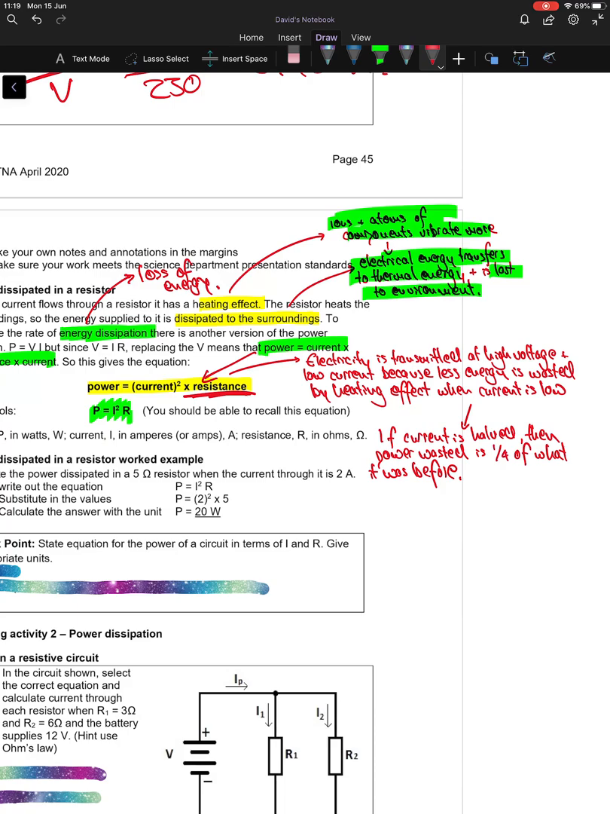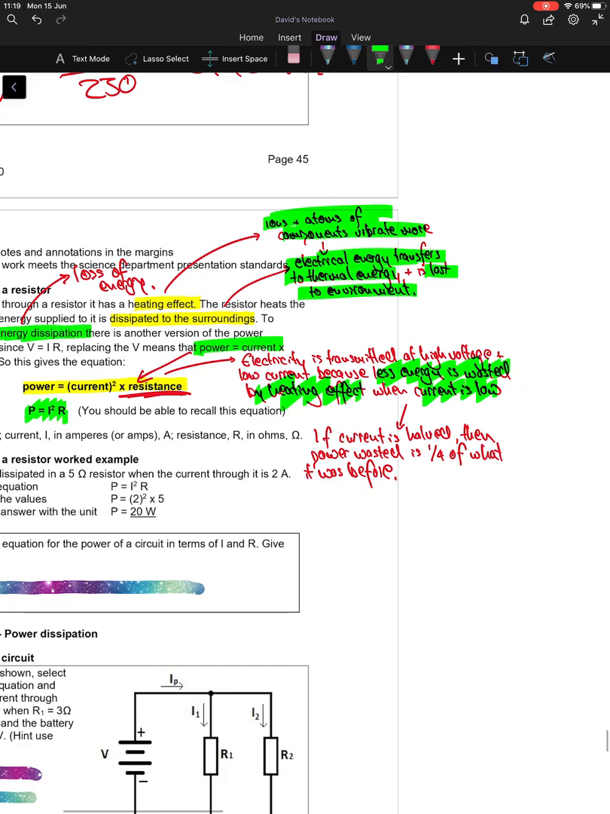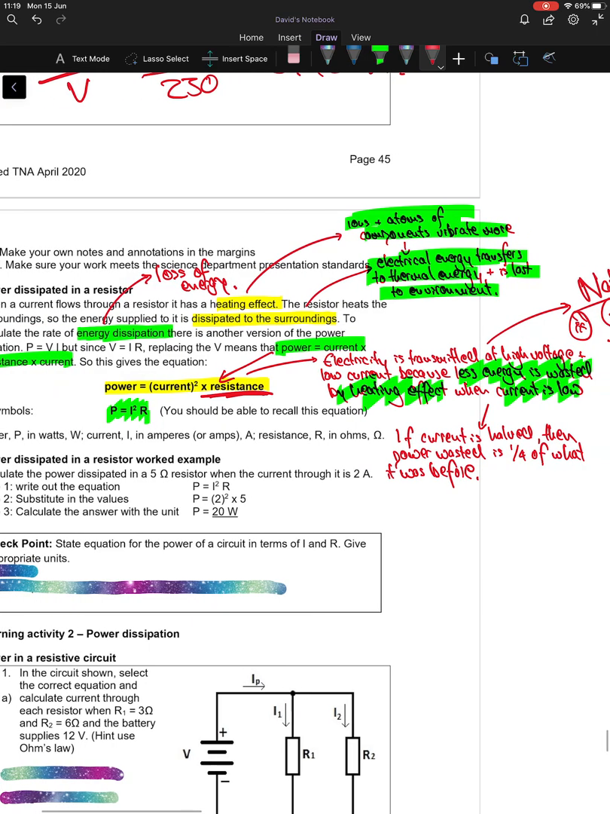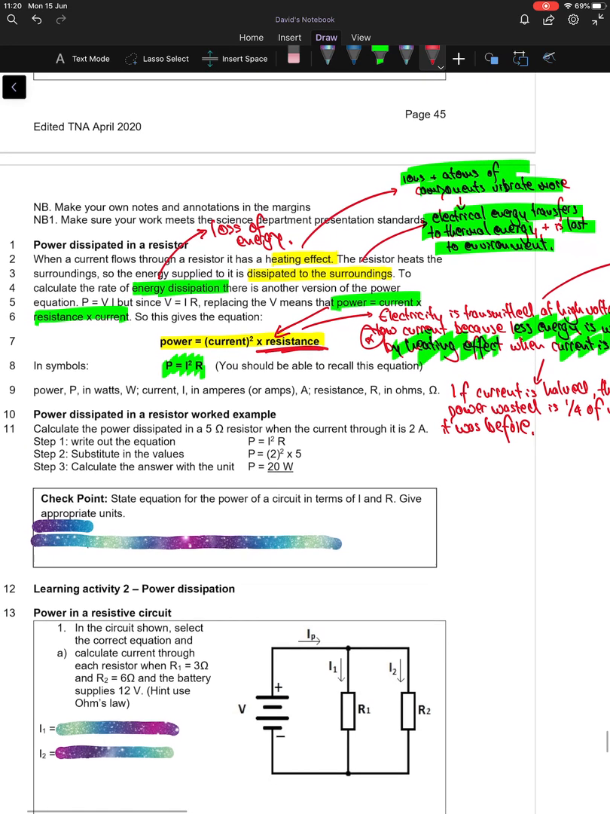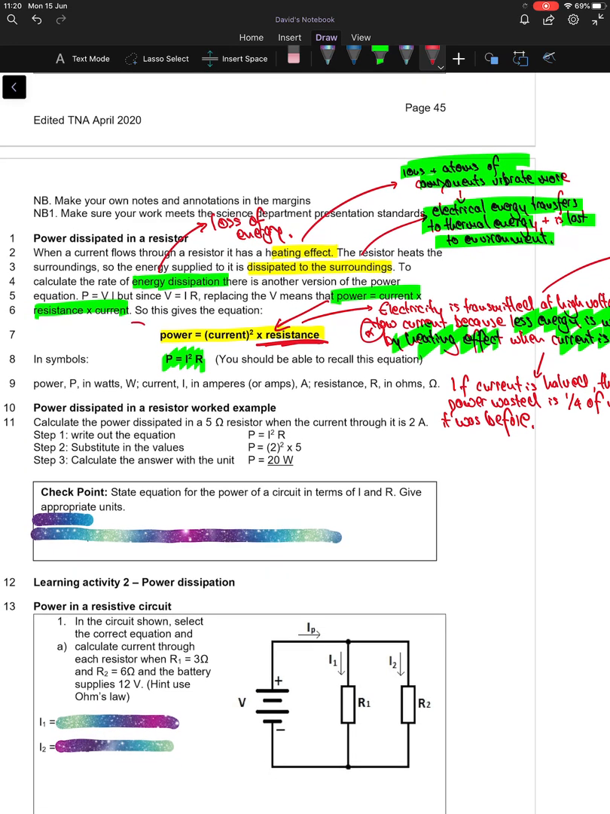So the point here is that electricity is transmitted at high voltage and low current because less energy is wasted by the heating effect when current is low. Now, if the current is halved, then power is wasted a quarter of what it was before. We will come to this in a later lesson, but this is important in the transfer of energy across the national grid. So we'll come to this a bit later in this unit, but it's worth just noting why this is important, okay? So make a note of those annotations as well.